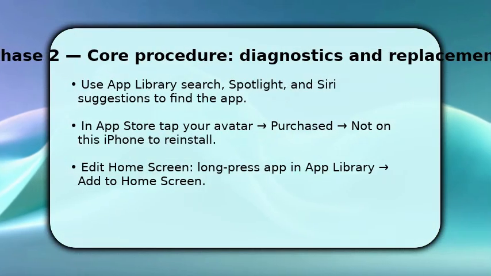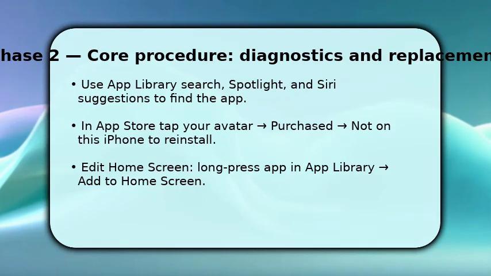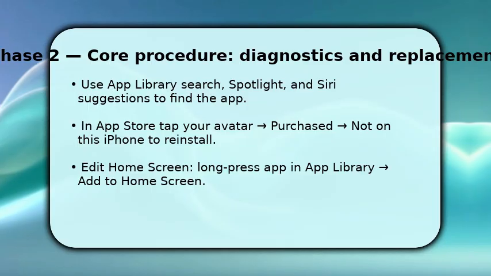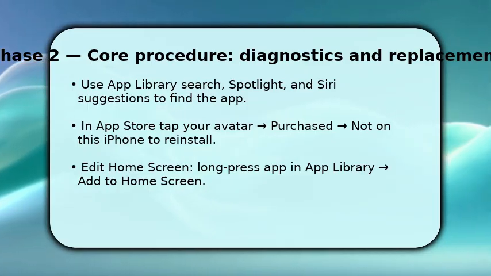Once you've checked settings, use the app library search bar and Spotlight to type the app name. This identifies offloaded or hidden items quickly. If the app shows an App Store purchased under Not on this iPhone, tap to reinstall.